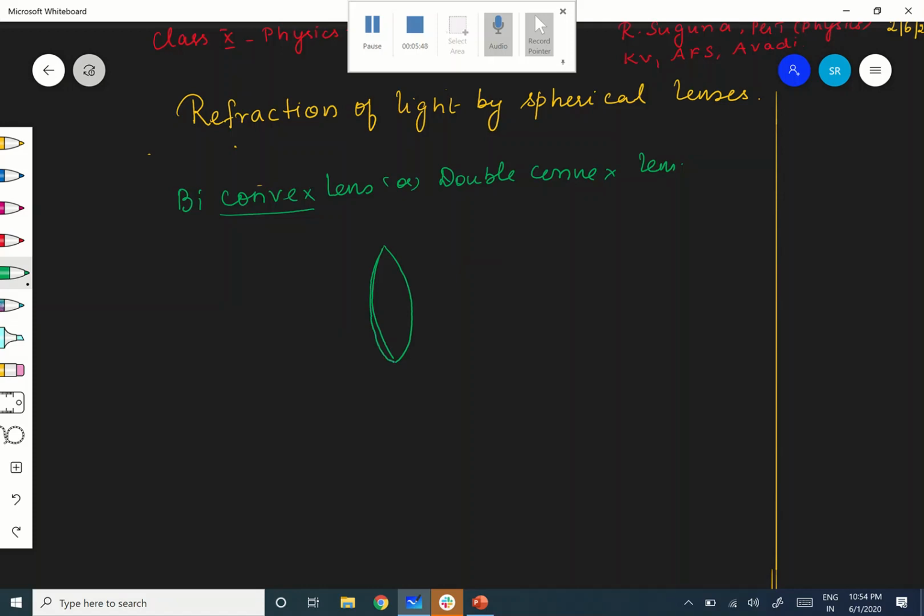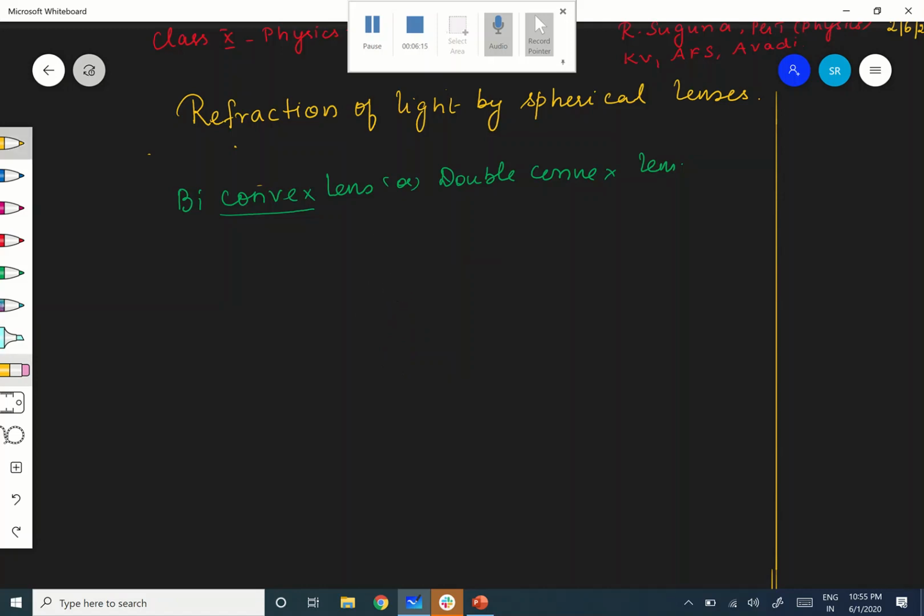What is a convex surface? This is a convex surface, and this is also a convex surface. And inside, what is that? There will be a transparent medium, a transparent medium of any color. Here, the inside is a transparent medium. Are you following?